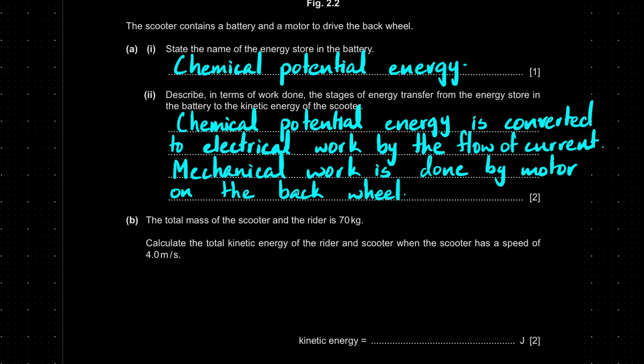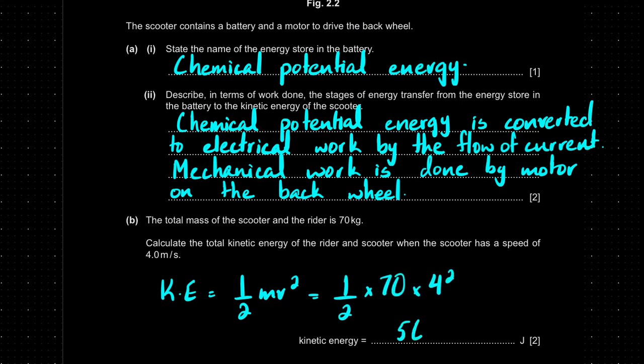Total mass of the scooter and rider is this much. Calculate the total kinetic energy when the scooter has a speed of this much. So again, just the formula. Kinetic energy is half mv square. So half times 70 times the square of 4. So this turns out to be 560 joules.